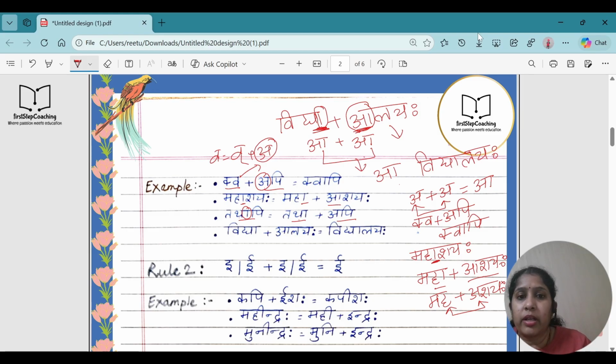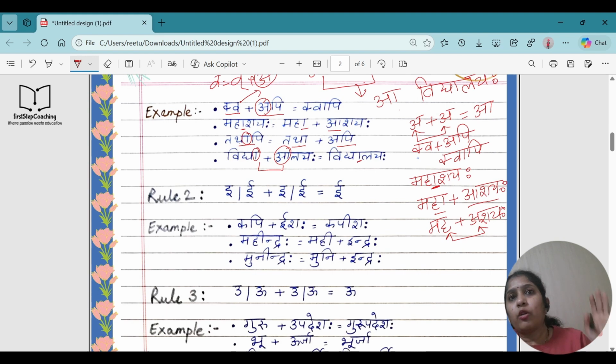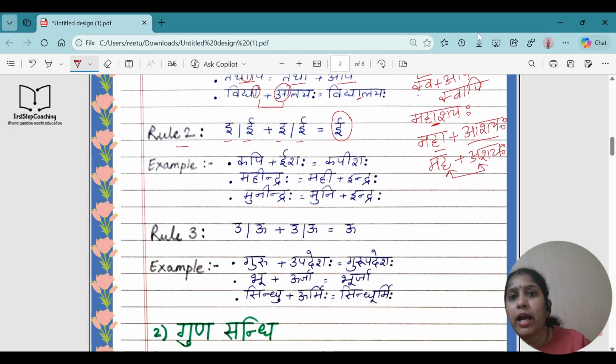And I think Vidyalaya we have already discussed. So it is Vidya, which is ending with aa ki matra, and Alaya, which is starting with aa ki matra. Together, it became just aa ki matra when we joined it. So in dirgh sandhi, that was related to when a or aa joining with a or aa are becoming aa. The second thing is happening that when chhota i and bada i get joined with chhota i and bada i, they also will become dirgh, the long one. So it is going to be ee. Understood? So now here the same thing will happen.